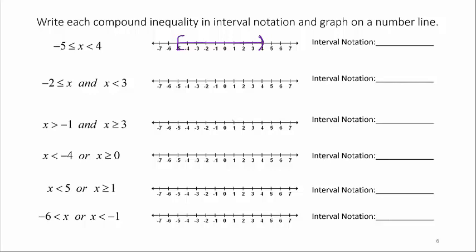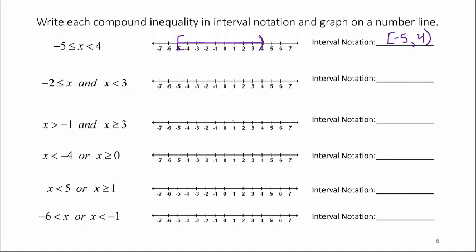So if we write that in interval notation, we're going to have, with a closed bracket, -5 to 4, right? The interval from -5 to 4. And we have a closed bracket at -5 because we're including -5, and we have an open bracket at 4 because we're not including 4.